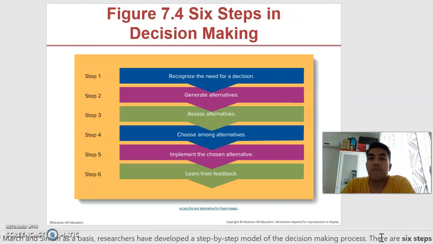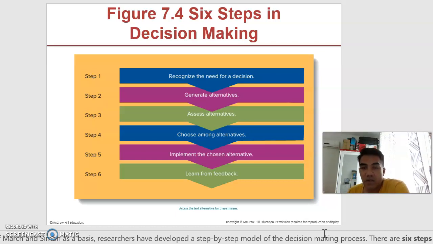So these are the 6 steps in decision making. We go step by step in the administrative model. Number one, of course, you need to recognize the need for the decision, and then after that, we generate alternatives, and then we assess the alternatives, and then we choose among alternatives, implement the chosen alternative, and then learn from feedback. So these are the 6 sequential steps that one must go through in order to make a good decision with regards to anything.